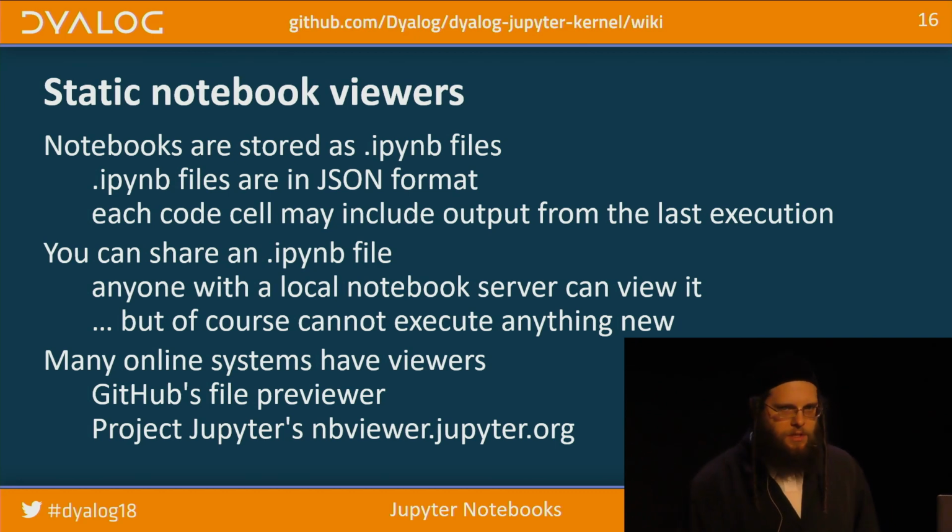And there are a lot of online systems that have built-in viewers. If you put a file on GitHub, then it will attempt to render that. GitHub's rendering of Jupyter Notebooks is not perfect, but it's pretty good to get an idea of it. Project Jupyter has a free notebook viewer. That one is really good. So there you can just give it a URL to an APL notebook, and it will render correctly with spacing and everything.